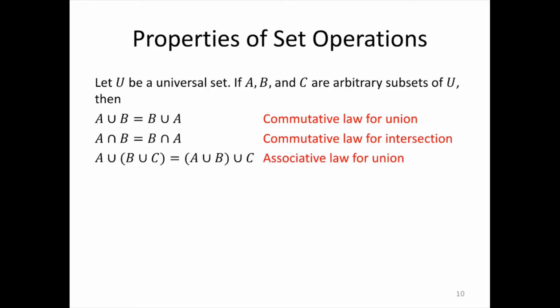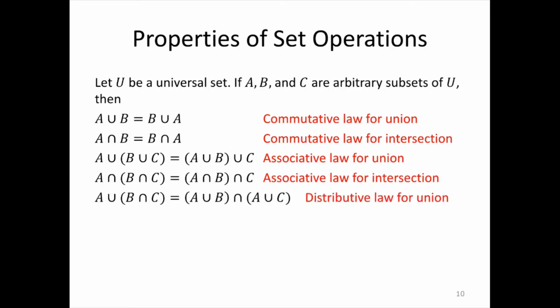It also has an associative property, for both union and intersection. If you have three sets, it doesn't matter if you take the first two union first or the last two union first, you will have the same result. So if you take A union B first and then take union with C, it will be the same as if you take B union C first and then take union with A. And very similarly, we also have the associative law for intersection.